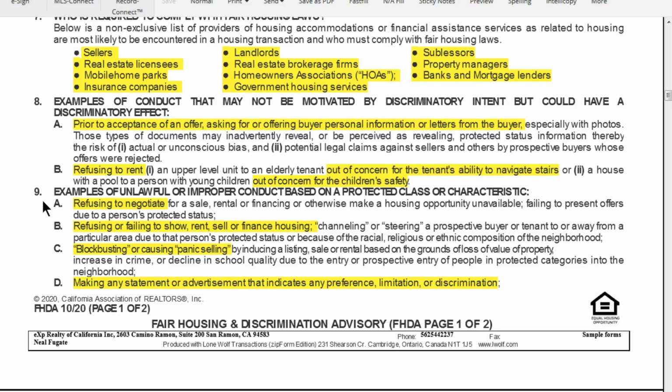Section 9 gives specific examples of unlawful or improper conduct based on protected class or characteristics, and those include refusing to negotiate due to a person's protected status, refusing or failing to show, rent, or sell or finance housing because of their protected status, blockbusting or causing panic selling by inducing a listing, sale, or rental because of prospective entry of people in protective categories into that neighborhood. Those are all prohibited. And also making any statement or advertisement that indicates any preference, limitation, or discrimination.